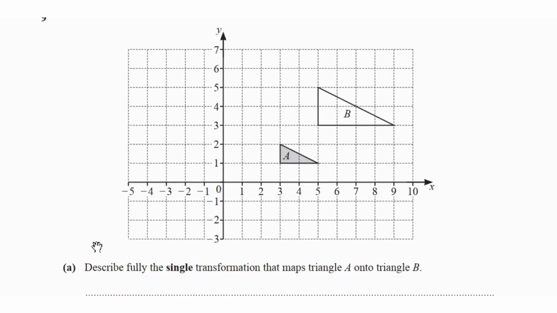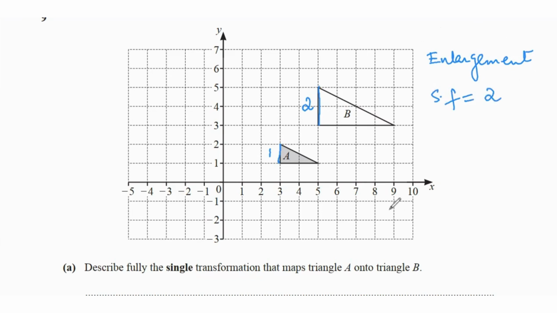Question 9 says, describe fully the single transformation that maps triangle A onto triangle B. So as you can see, triangle B is an enlarged version of triangle A, which means there has been an enlargement. Now we need to find the scale factor for this enlargement. If you compare this length with this length, we can see that this is 1 unit and this is 2 units, which means the scale factor is 2.